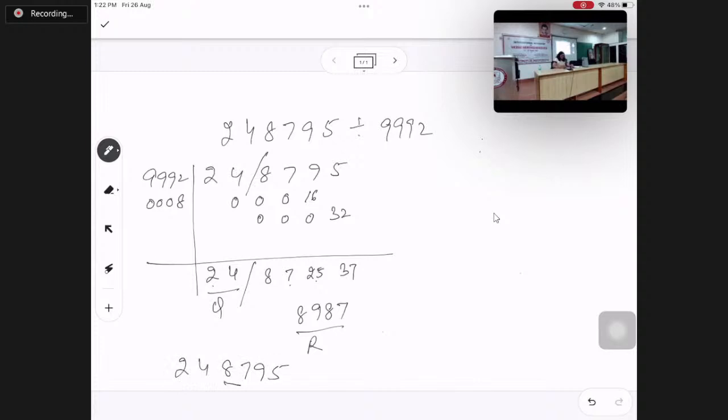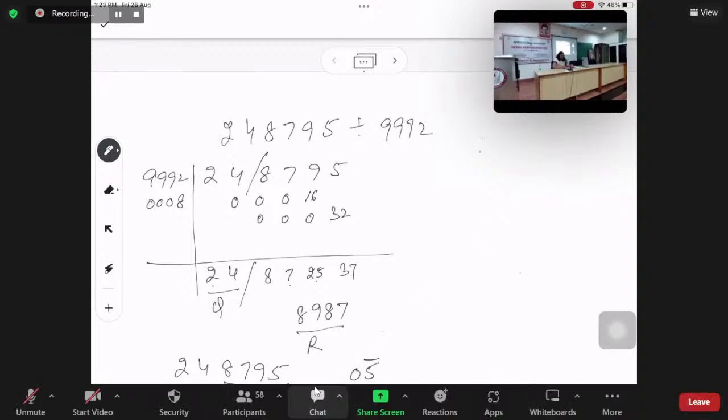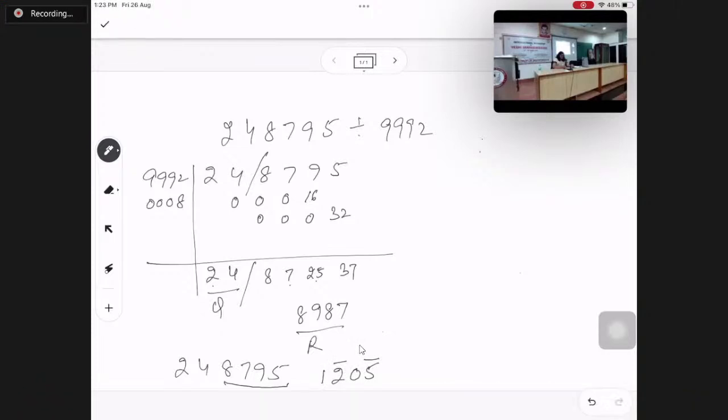This is 248795. So these are the digits which are more than 5. Let us take the vinculum. 10 minus 5 is 5, 5 bar. 9 minus 9 is 0, so 0 bar or 0. 9 minus 5 is 2, so this is 2 bar. 9 minus 8 is 1, 1 bar. And we add 1 to this, 5 and 2. So this is the vinculum of this number. This is 2, 5, 1 bar, 2 bar, 0, 5 bar.